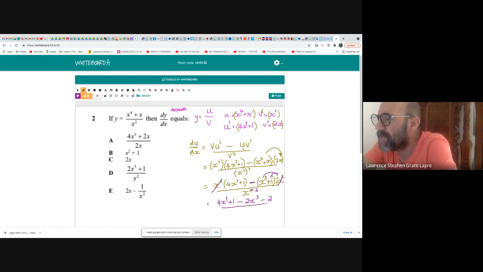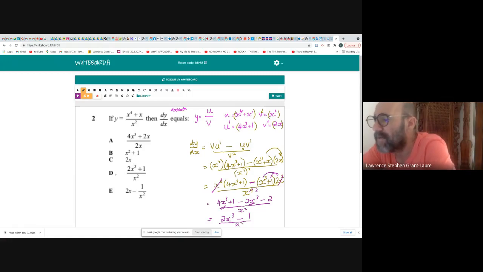And we're almost finished because now all we have to do is simplify. 4x cubed minus 2x cubed is 2x cubed. So we wrap it up by simplifying those two. And oh, we've got a plus 1 minus 2. That makes minus 1 all over x squared. We should be able to choose the correct answer now.